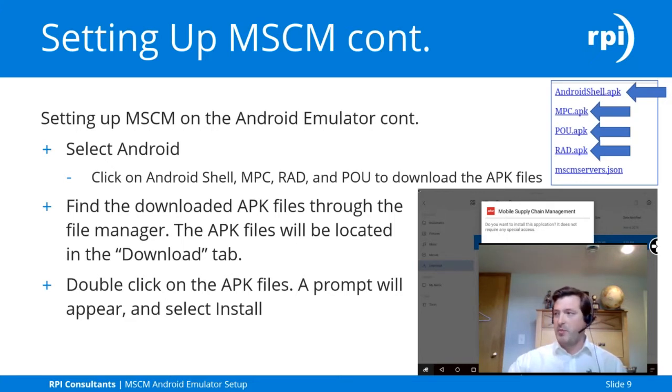Once all of the APK files have been downloaded, we'll locate the file manager on the emulator, click on the download tab, and there will be your APK files. Double-clicking will result in a separate window popping up right here, and what you'll do is click on install, and once the installation is complete, click done and follow the same process for the remaining APK files.